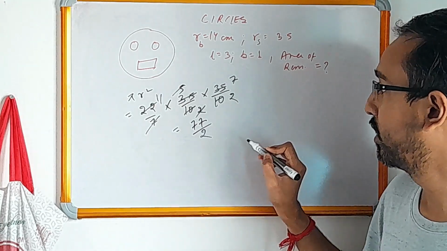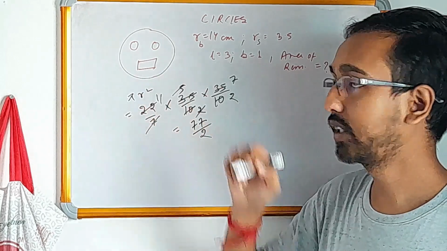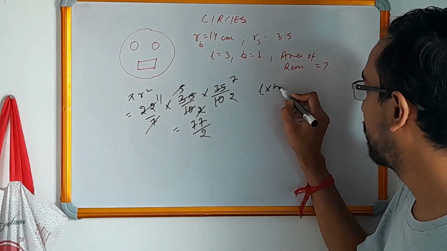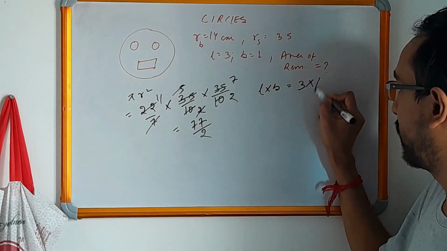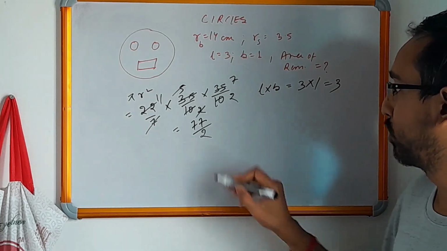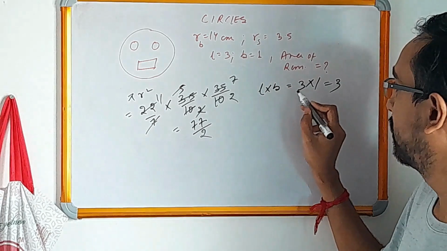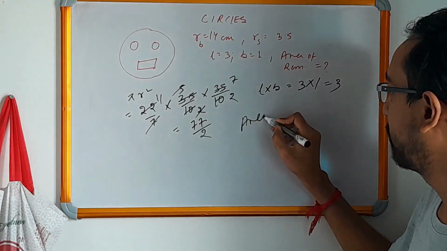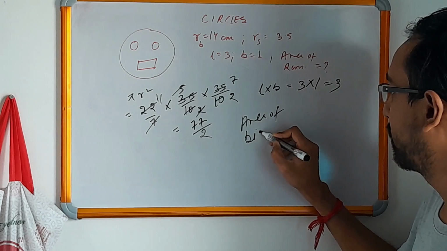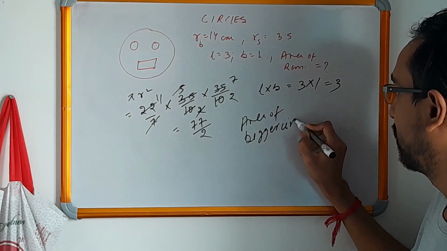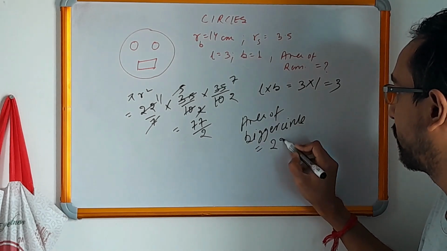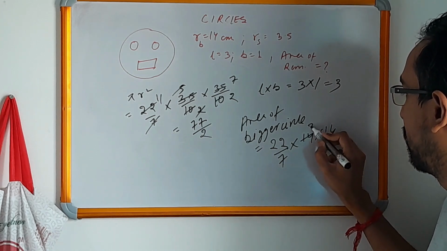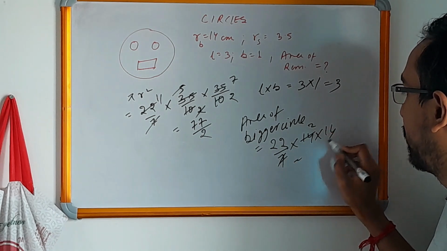Okay. Now we will find the area of the rectangle. The area of the rectangle is given by length into breadth, which is 3 into 1. The area of the bigger circle will be given by pi r square, which is 22 by 7 into 14 into 14. So multiply this and find the answer.